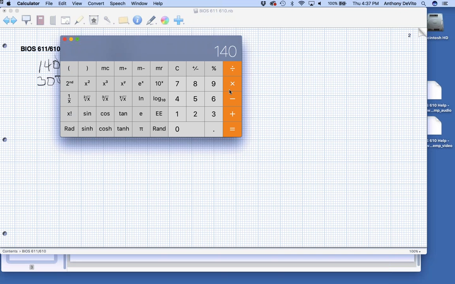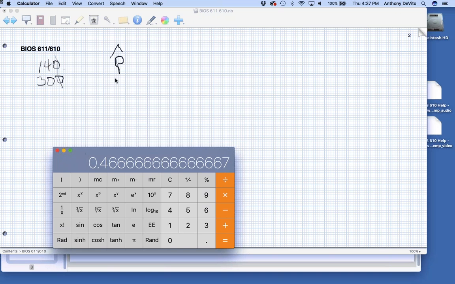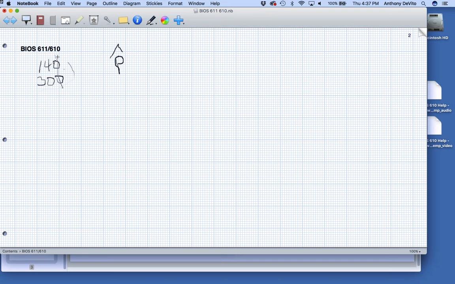It's so awkward. Divided by 300 equals, that proportion is equal to 0.47. I'm going to call it 0.47, right? So the proportion for my sample is 0.47, right? 47% of the people in our sample say they're going to vote for person X, right?